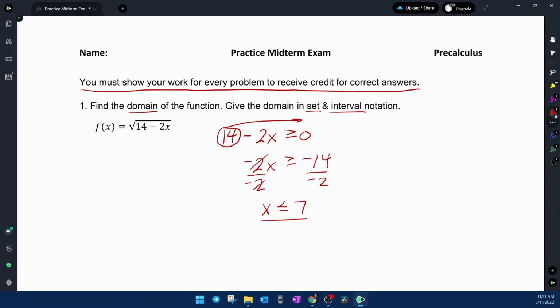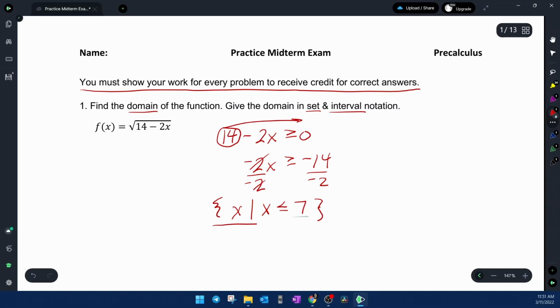The set notation from here is super easy. All you have to do is add a few bells and whistles. We need a brace, an x, a vertical bar, and another brace. And so this says the set of all x such that x is less than or equal to 7. This would be our set notation.